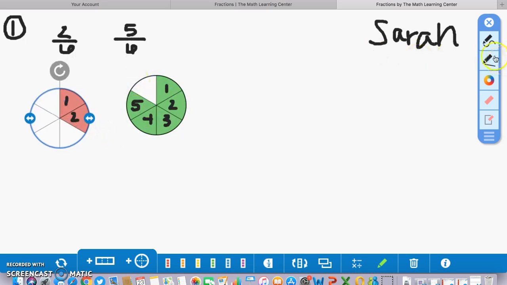So now that I know that, I need to put the correct sign. I know it's going to be less than or greater than, so what I need to do is point my less than or greater than sign. The sign needs to be pointing to the larger fraction, which is 5/6. So it's going to go this way. Now to read it, I know that 2/6 is less than 5/6.